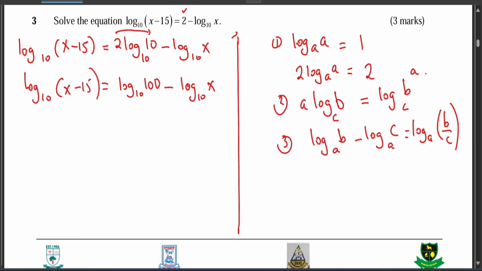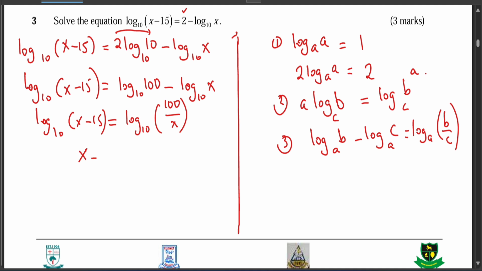So then we have subtraction. Now under subtraction, tulisema itakuwa ni division under the third rule. So itakuwa ni log base 10 100 over x is equal to log base 10 x minus 15. Now we have logs on both sides, so we drop those logs. We don't cancel them, so don't confuse the two terms. There's a difference between cancellation and dropping them.